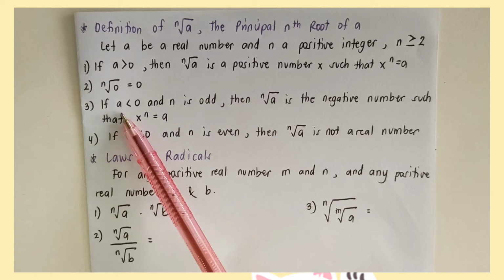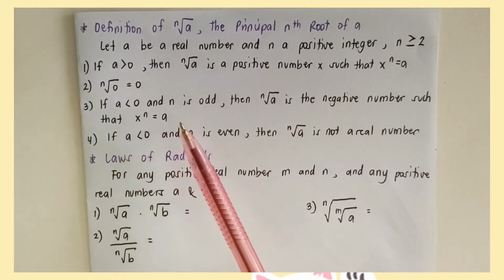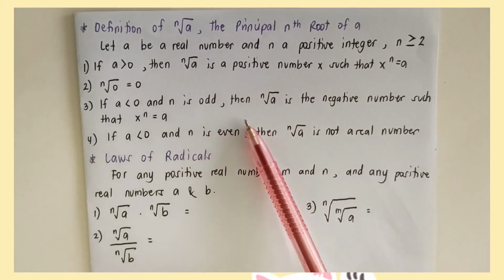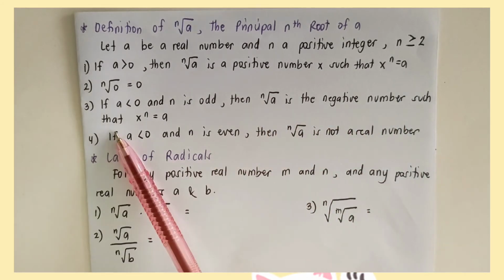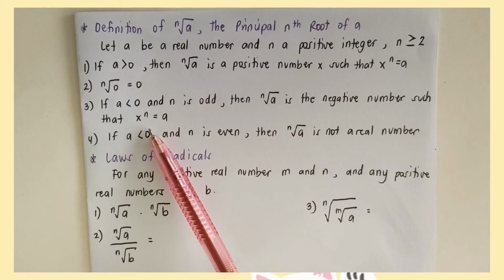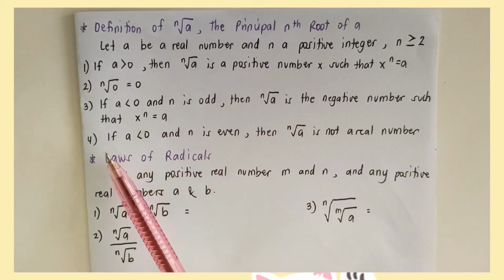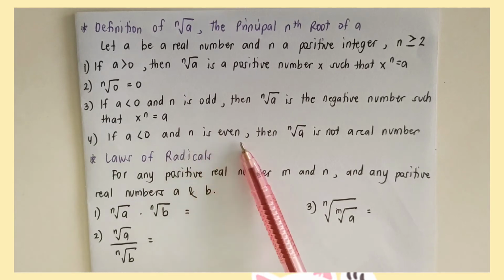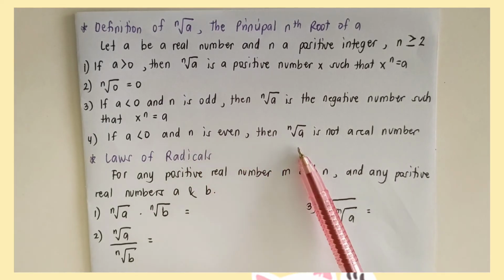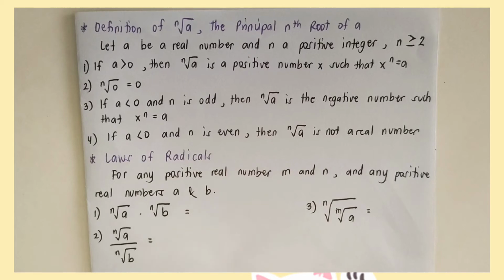Third, if A is less than 0 and n is odd, then the nth root of A is the negative number x such that x raised to n is equal to A. And if A is less than 0 and n is even, then the nth root of A is not a real number.